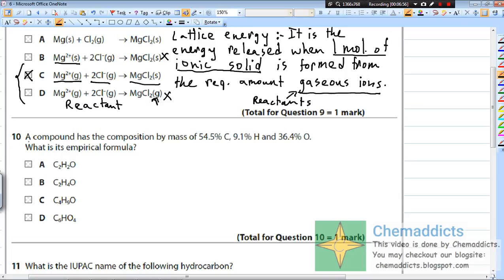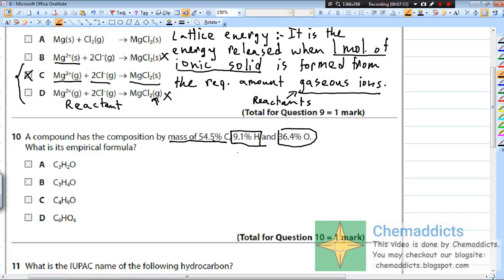At first, let us read the question. A compound has the composition by mass of this. Here the percentage by mass is given. The percentage of carbon by mass is 54.5%, the percentage of hydrogen is 9.1%, and the percentage of oxygen is 36.4%. So what is its empirical formula?